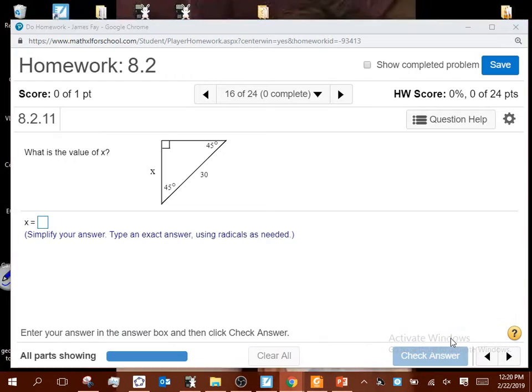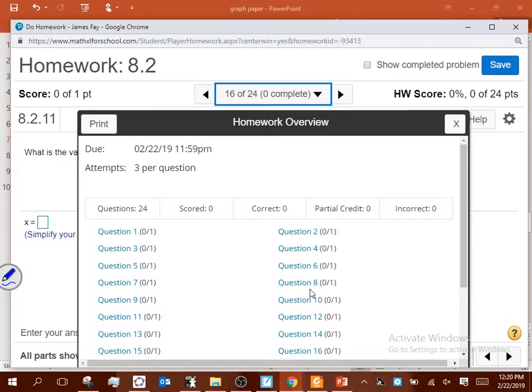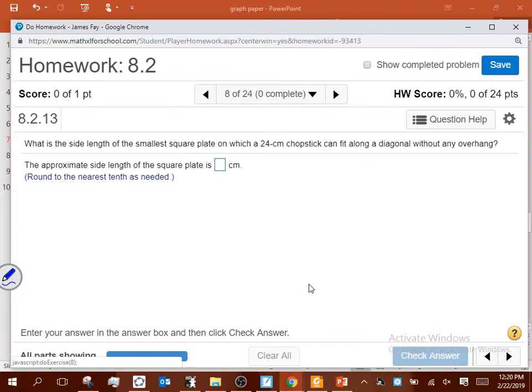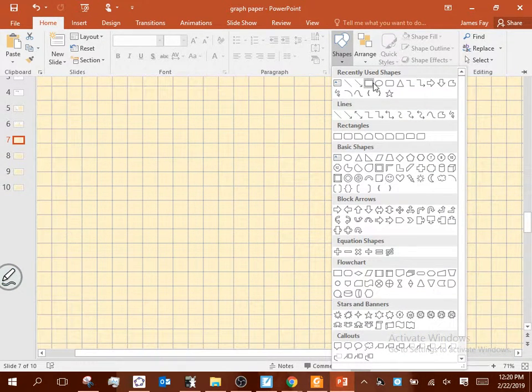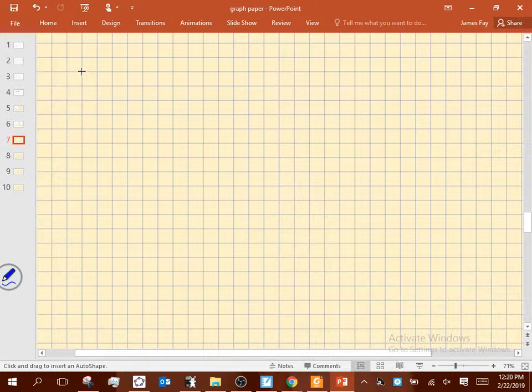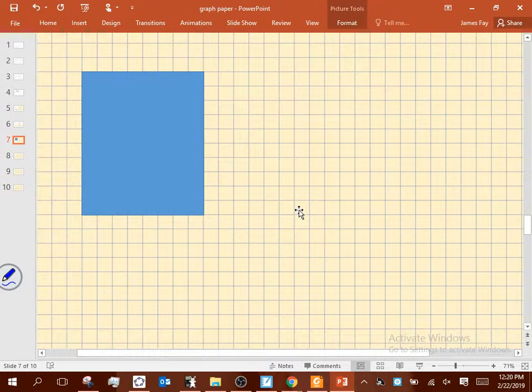Any others from 8-2? 8? All right, 24 centimeters. So it talks about this. It says, what is the size of a square plate that can hold a chopstick?